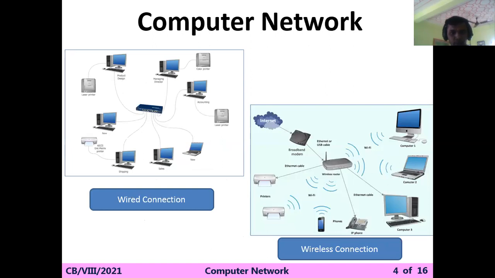There are two types of computer network: one is a wired connection and the second one is the wireless connection. What is the wired connection? The cables used to connect the various devices can be twisted pair, coaxial, or fiber optic cable. And what is the wireless connection? Wireless connection is a term that refers to a network where devices are connected by radio waves. A wireless network does not use wire or cable for data or voice communication.